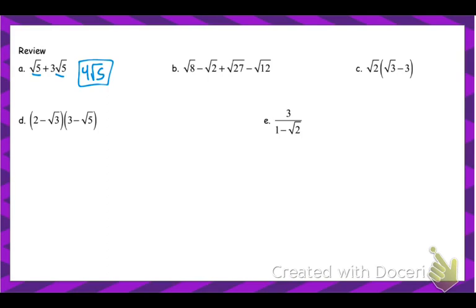When I add them together, 1 square root of 5 plus 3 square roots of 5 is 4 square roots of 5. All right, if you look at b in its current form, we cannot combine any of those together. But what I can do is simplify those square roots, and then I can combine them together. So square root of 8 becomes 2 root 2. Square root of 27 becomes 3 root 3. And square root of 12 becomes 2 root 3. Well, now, 2 root 2 minus root 2, that is just 1 root 2. And 3 root 3 minus 2 root 3, that is just 1 root 3.